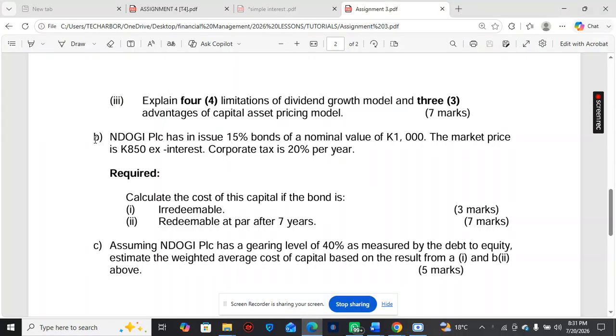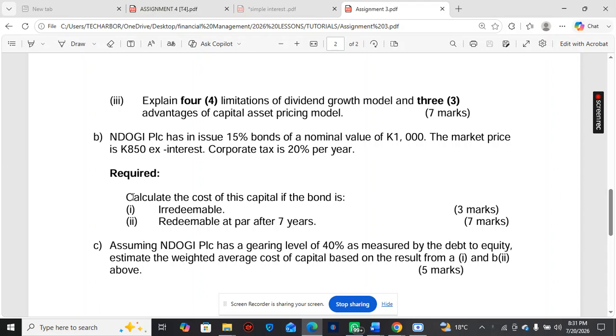Okay, so we're still on part B. Ndogi PLC has in issue 15% bonds of a nominal value of 1,000 kwacha. The market price is 850 kwacha x interest. Colleagues, do we remember what this x interest means? Corporate tax is 20% per year.